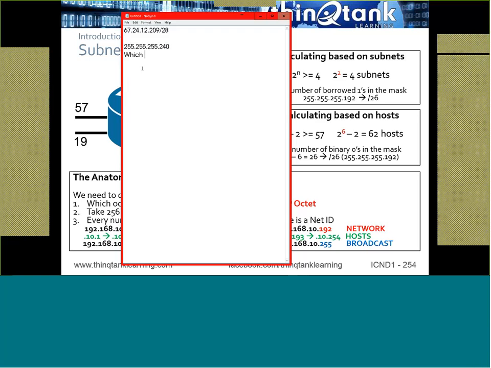Which octet am I subnetted in? The answer is the 4th. So the only thing I care about in the entire address is 209. That's all I care about. If I want to know the network ID for this host, all I care about is the 209. I don't care about 67, 24, 112.